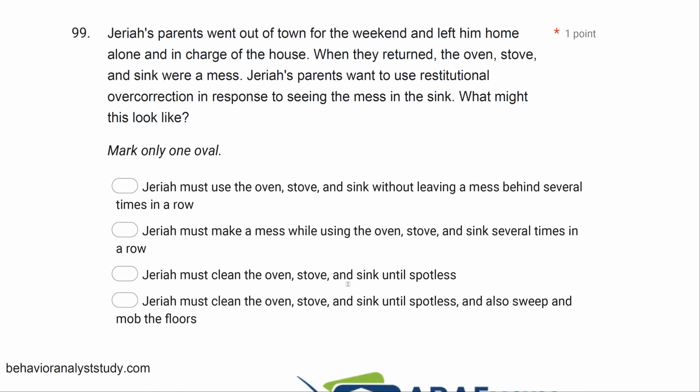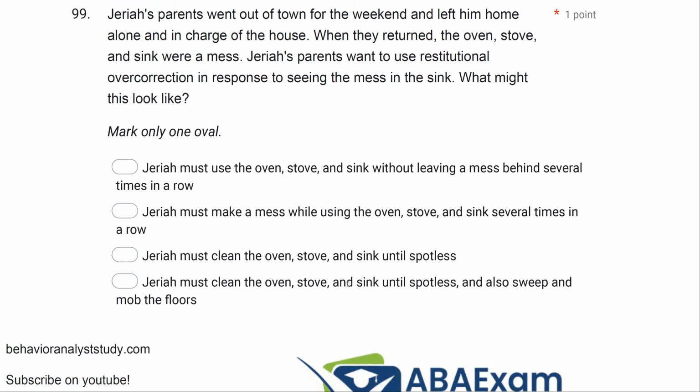99. Jiraiya's parents went out of town for the weekend and left him home alone and in charge of the house. When they returned, the oven, stove, and sink were a mess. Jiraiya's parents want to use restitutional overcorrection in response to seeing the mess in the sink. What might this look like? Now, this is basically a definition question, right? Because they give you the term. They say they're going to use restitutional overcorrection in response to the mess. So as long as you know what restitutional overcorrection is, it should be a rather straightforward question.